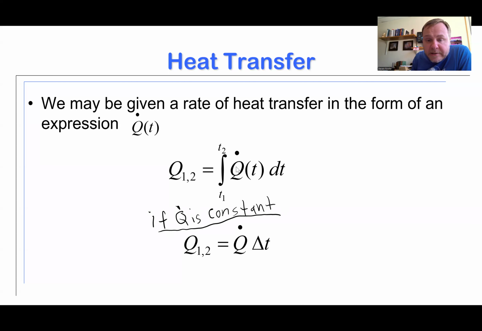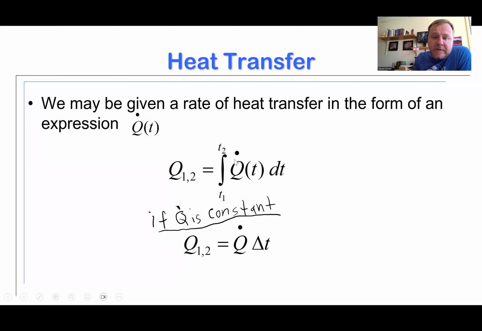If I integrate Q dot with respect to time and Q dot is constant, well, Q dot comes out of the integral. Now I'm just integrating dt. Well, the integral of dt is just delta t, going from t1 to t2, that's delta t. So here, that's what you see here. So I've got Q dot times delta t.